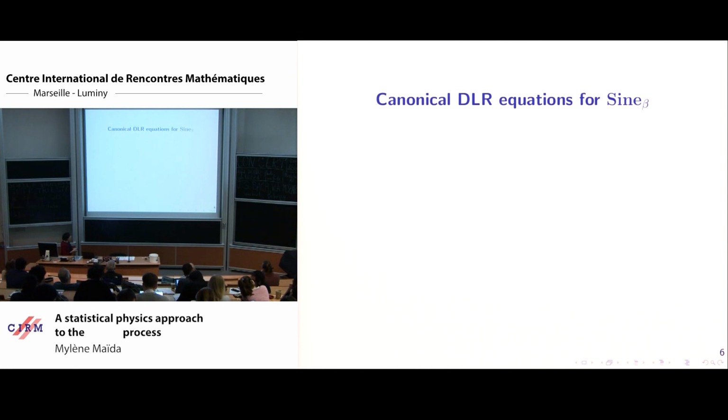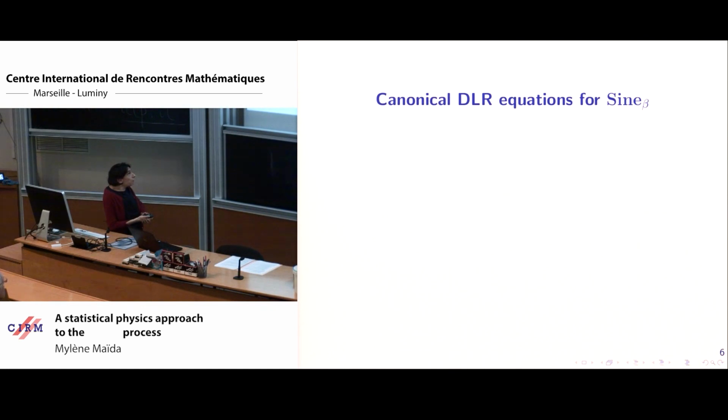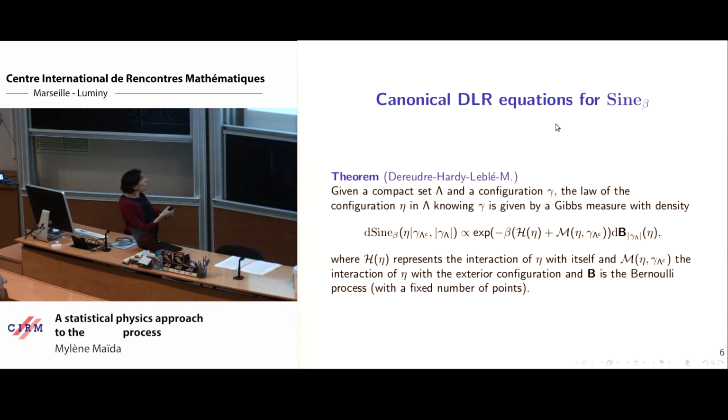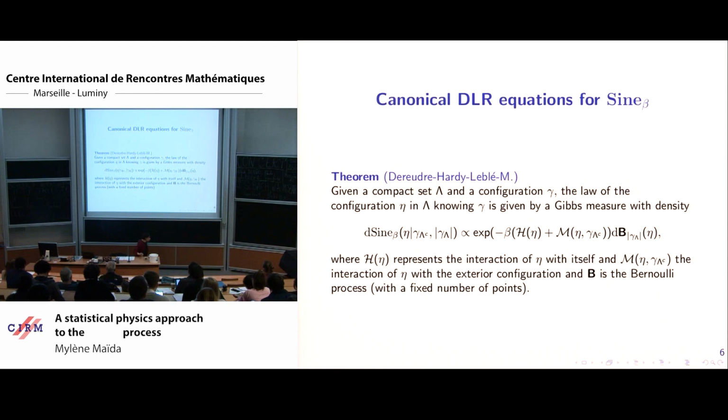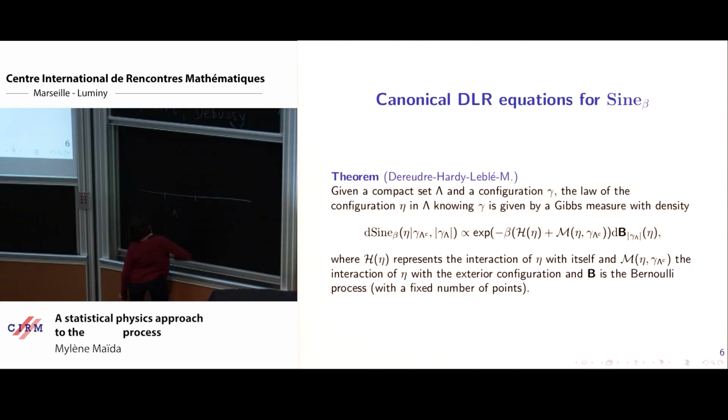Okay, it's something like that. So let me describe our first result, which is called the canonical DLR equation. Here canonical refers to the fact that we have to fix the number of points inside the box. So it goes as follows. Maybe I'll draw a picture. You have the real line. You fix a finite box lambda.